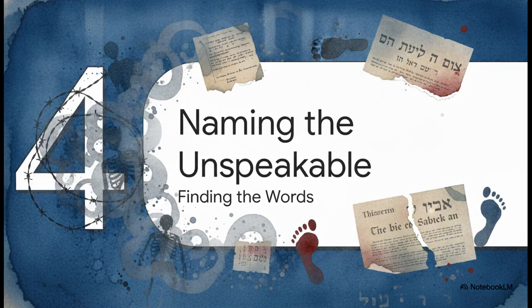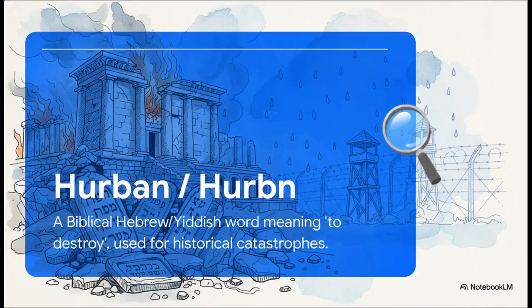Moving on to our fourth section, naming the unspeakable. Because when an event happens on such an unprecedented, world-shattering scale, how do you even begin to name it? The language we use is incredibly important here.